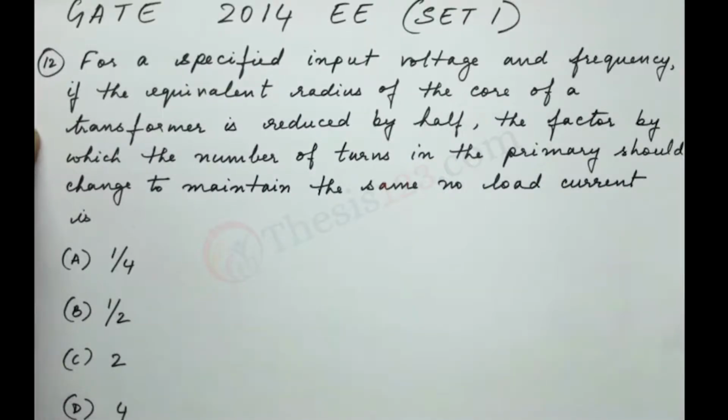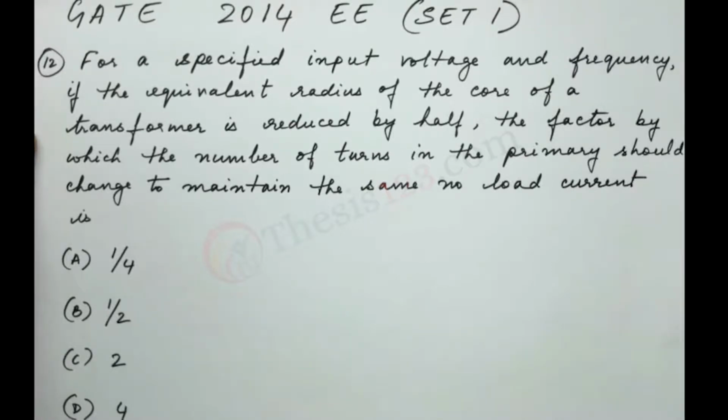Question number 12. For a specified input voltage and frequency, if the equivalent radius of the core of a transformer is reduced by half, the factor by which the number of turns in the primary should change to maintain the same no-load current is, well, we have our options here: A, B, C, D. 1 by 4, 1 by 2, 2 and 4.